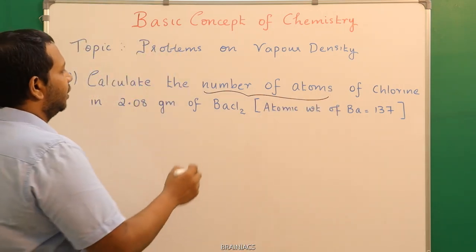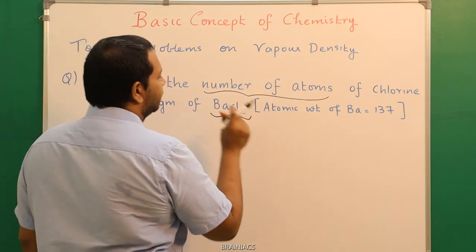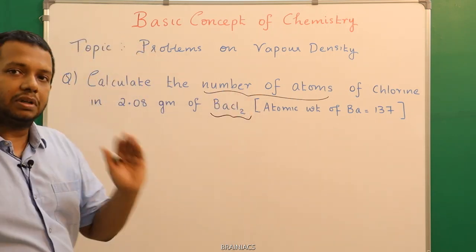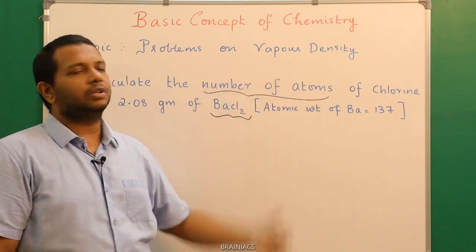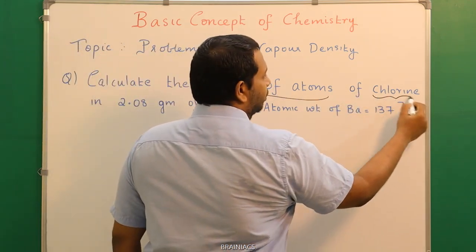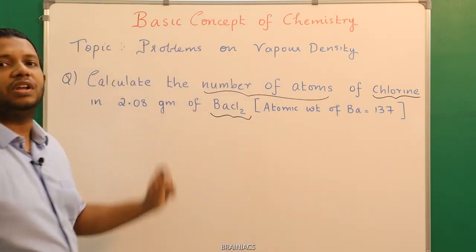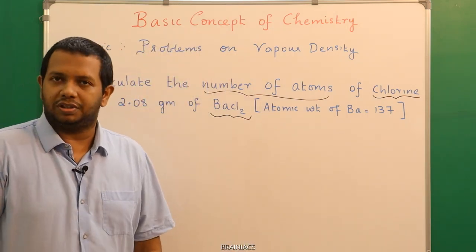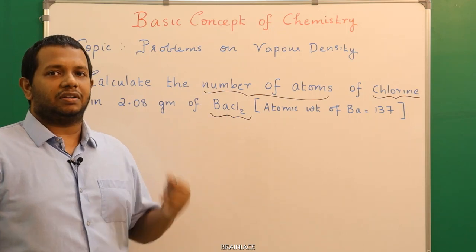And what they have given you here is barium chloride. I know this is a molecule or a compound. Whenever they are giving you a compound and asking you the number of atoms, and specifically not the total number of atoms but chlorine atoms alone, in that case we need to apply the concept of atomicity. So tell me what is the method.